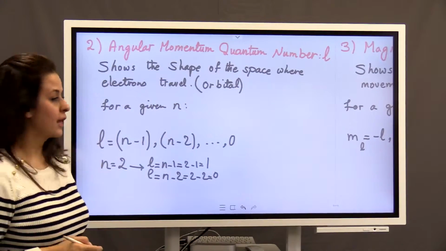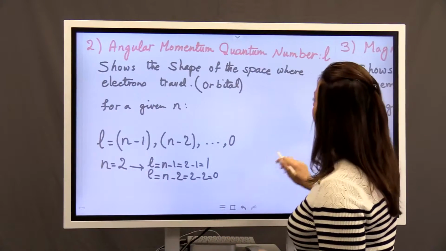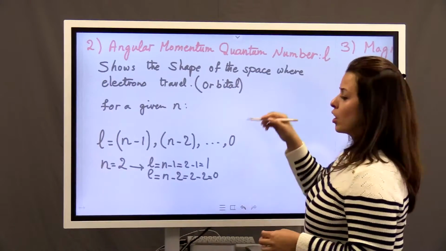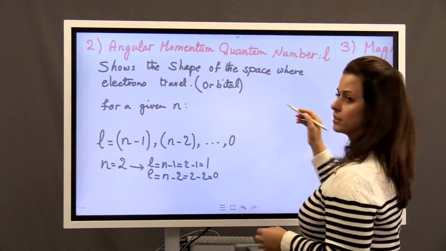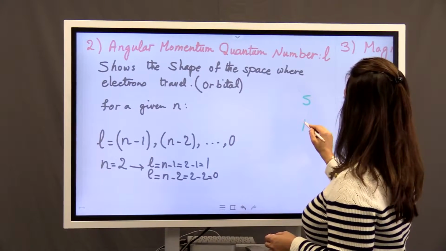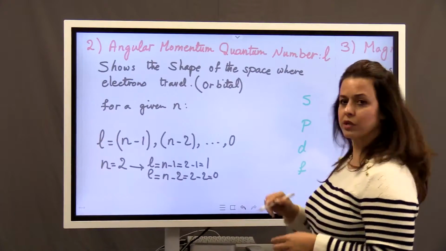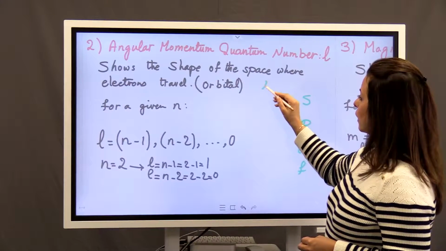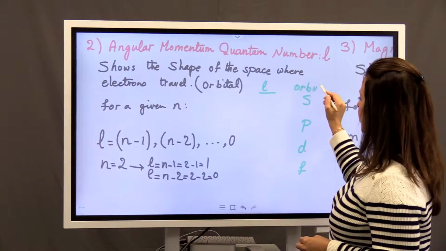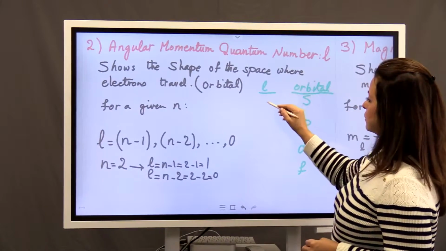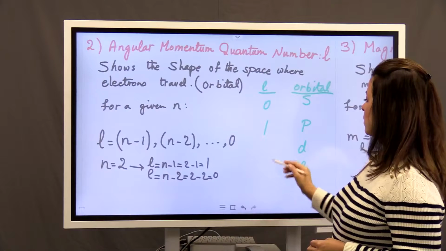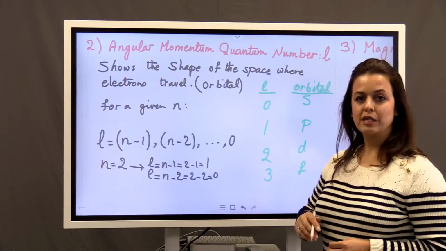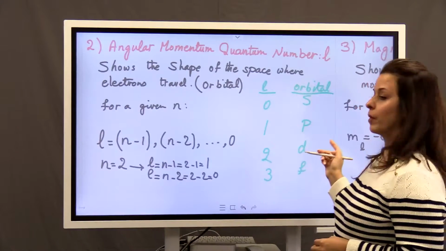I want you to memorize something else at this point. We said L shows the orbitals, right? There are some numbers assigned to each of the orbitals. Which orbitals did we have? S, P, D, F, right? The assigned L for each of the orbitals is, for S is 0, for P is 1, for D is 2, and for F is 3. So SPDF 0, 1, 2, 3. I want you to memorize it.